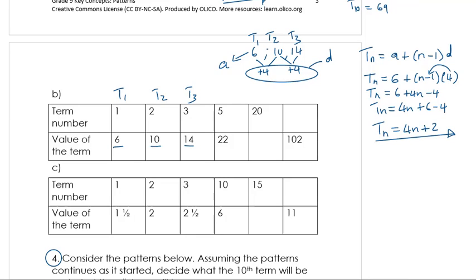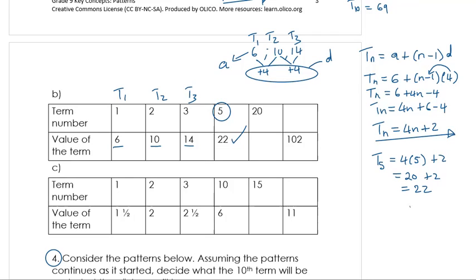Now we can prove, for example, if term number 5 is really 22. If I say term number 5, it means that instead of n, I'm putting 5. So it's going to be 4 times 5 plus 2, which is 20 plus 2, and that gives us a total of 22. So term number 5 is really 22, which means we have the correct formula.